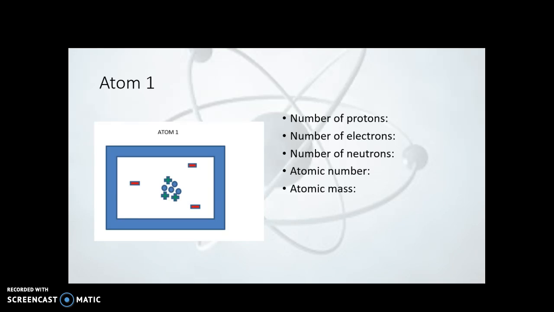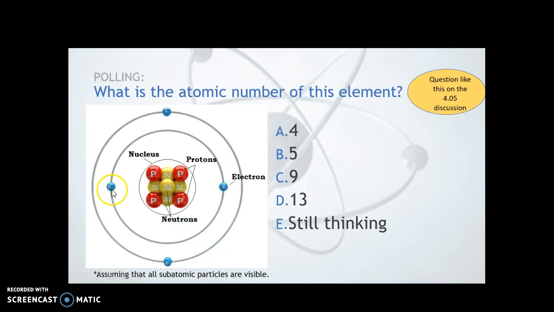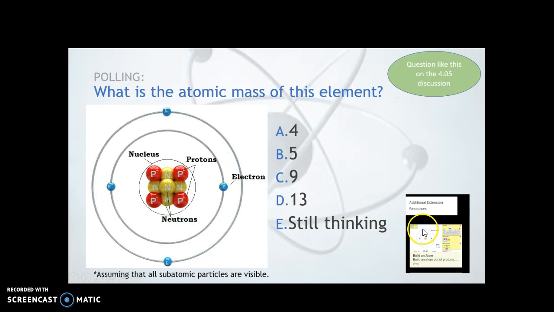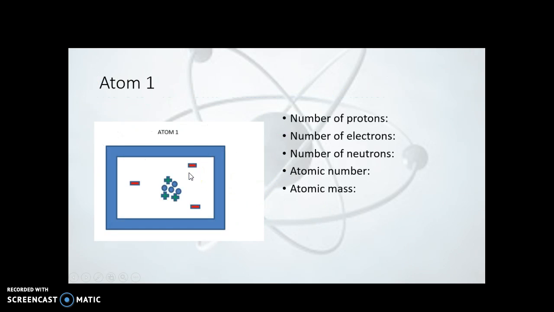Now we're going to apply this information to a couple of questions on the quiz. That means we need to count out the number of protons, the number of electrons, the number of neutrons, and then calculate the atomic number and mass. In this situation, this looks different. So we have to figure out, what are the electrons? What are the protons? What are the neutrons?